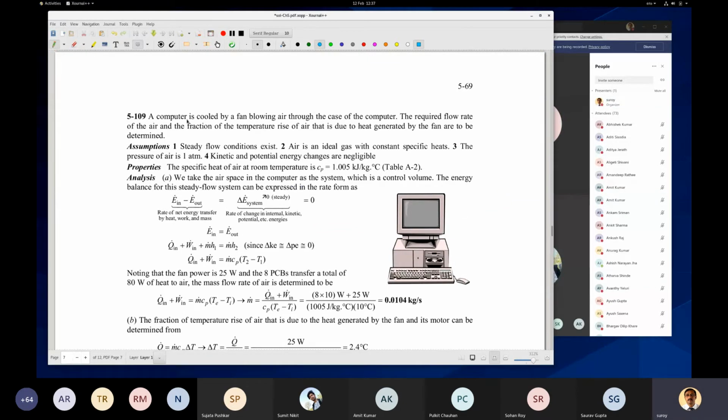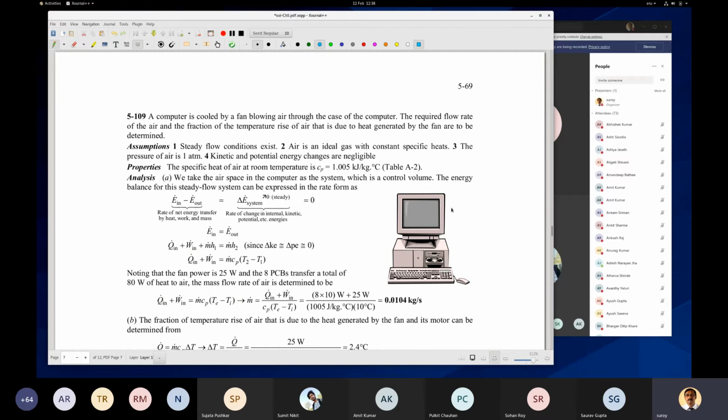So this is another problem. A computer is cooled by a fan blowing air through the case of the computer. So inside the computer, we have the CPU. As you run your computer, the CPU produces heat, and that is why in the case of the computer, you have a fan, so that it will push a certain amount of air through that case.